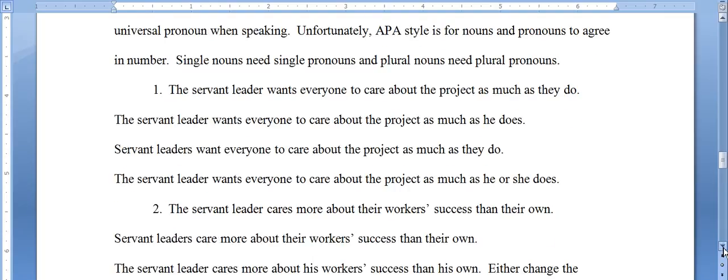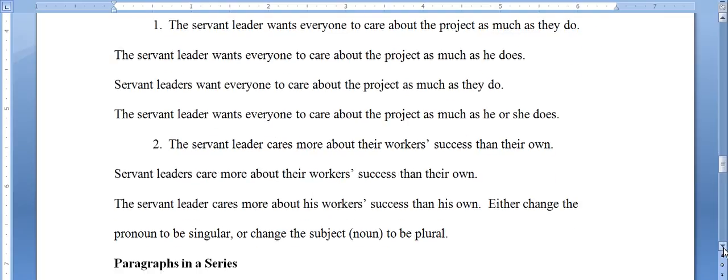So here are some really common errors. This is the way we talk. The servant leader wants everyone to care about the project as much as they do. But we need to say either the servant leader wants everyone to care about the project as much as he does. We can say he or she does, as I did here. Or we can change it and make the noun plural. So we can say the servant leaders want everyone to care about the project as much as they do. Then that's correct. So either change the pronoun or change the noun, one way or the other.